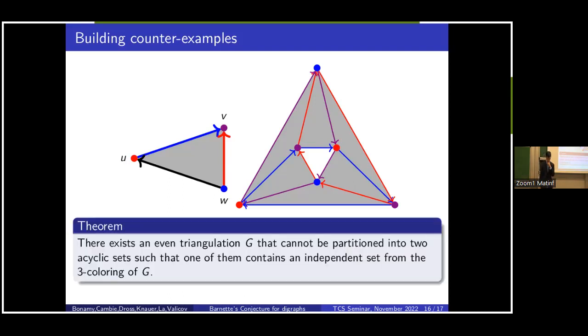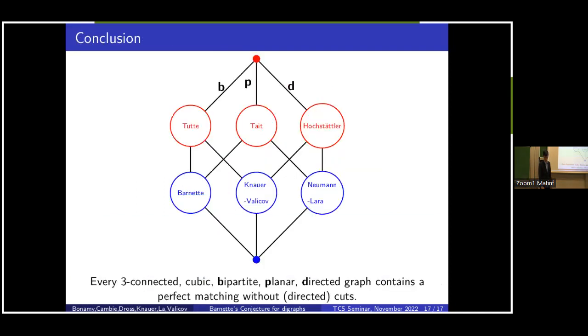And so this is formally what it proves. There exists an even triangulation that you cannot partition into 2 acyclic sets such that one of them contains every vertex from an independent set of your 3-coloring. And this talk is more, I guess, to bring your attention to this problem, which combines all of these conjectures under the same context, right? And then you can choose whichever language you prefer to work on.